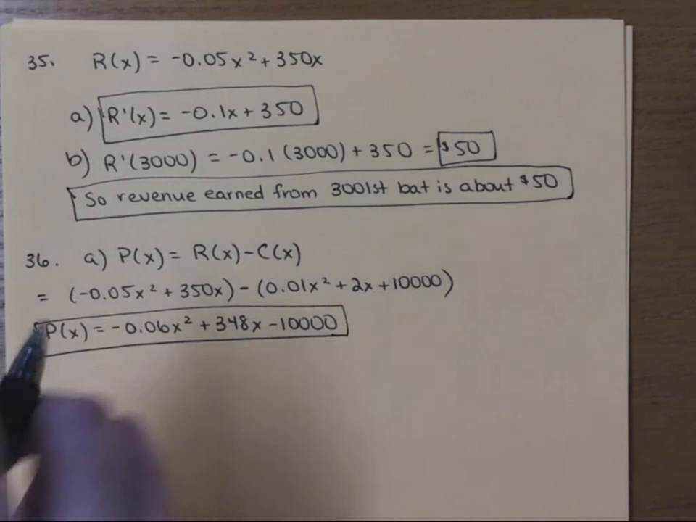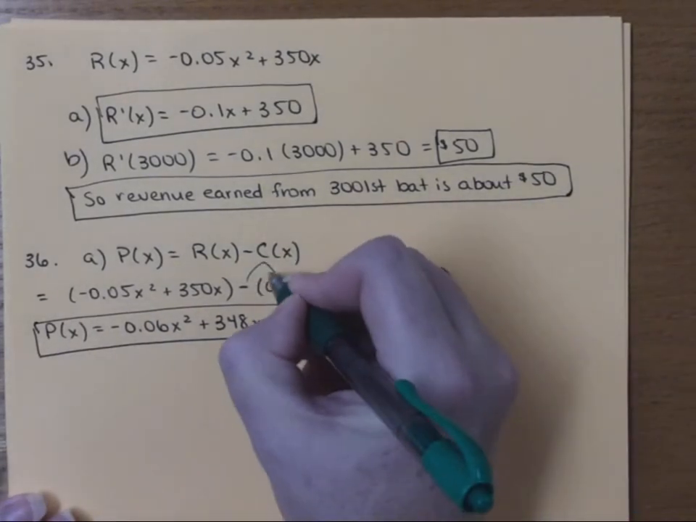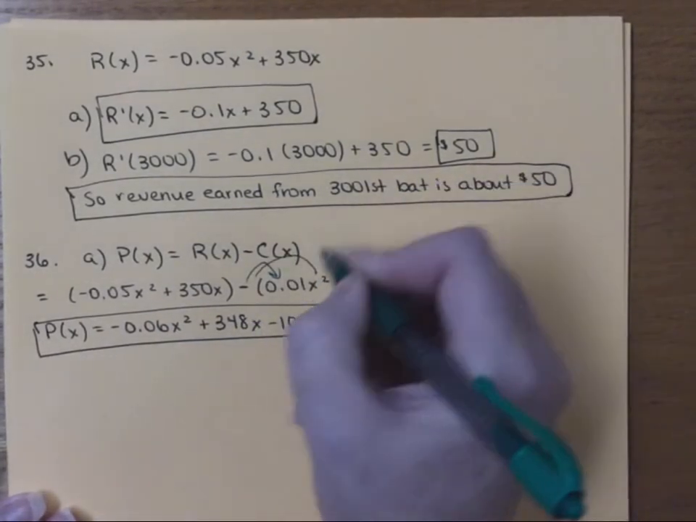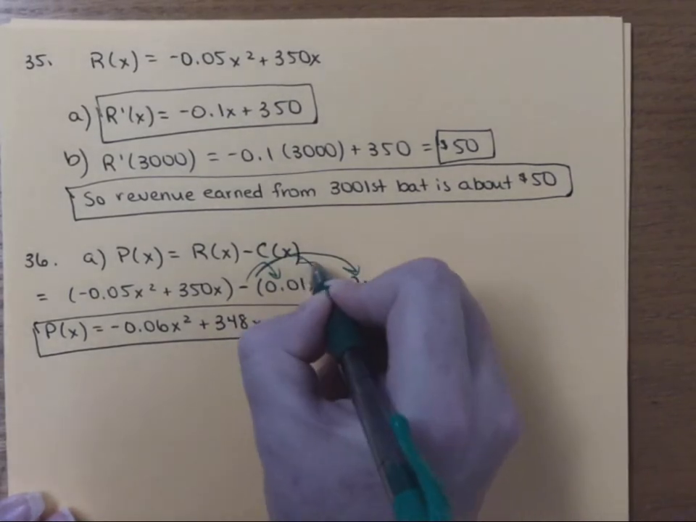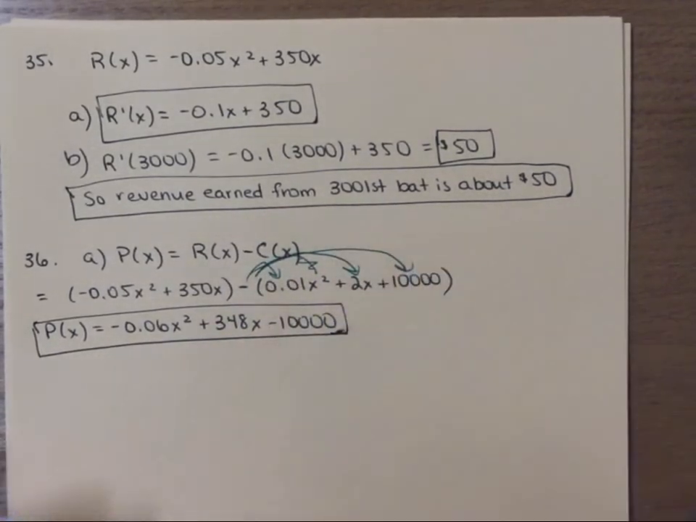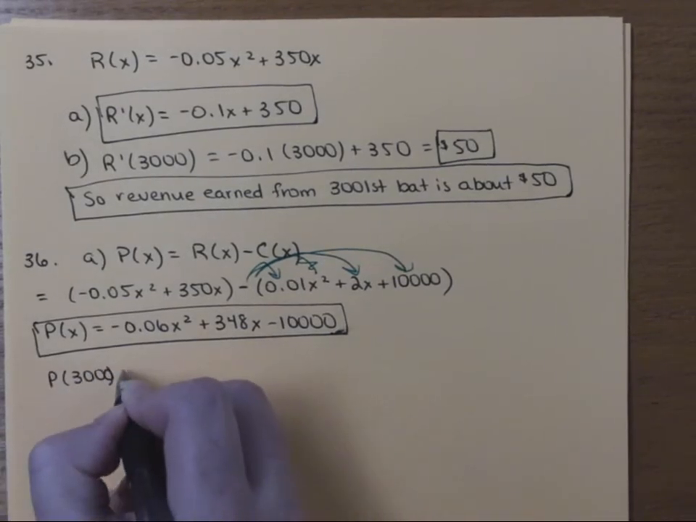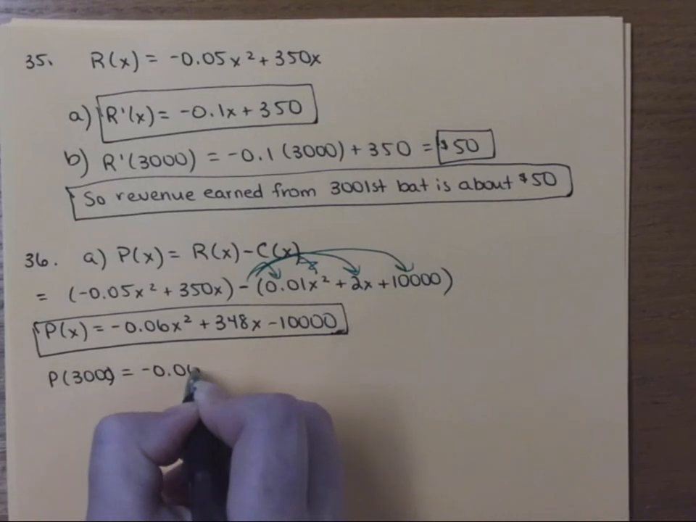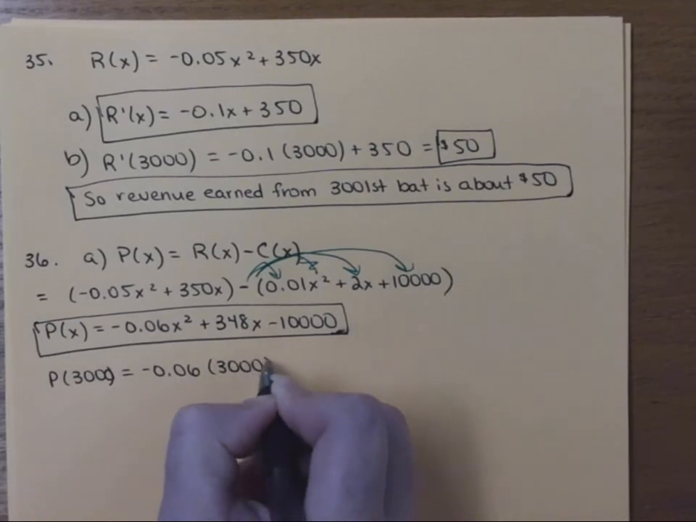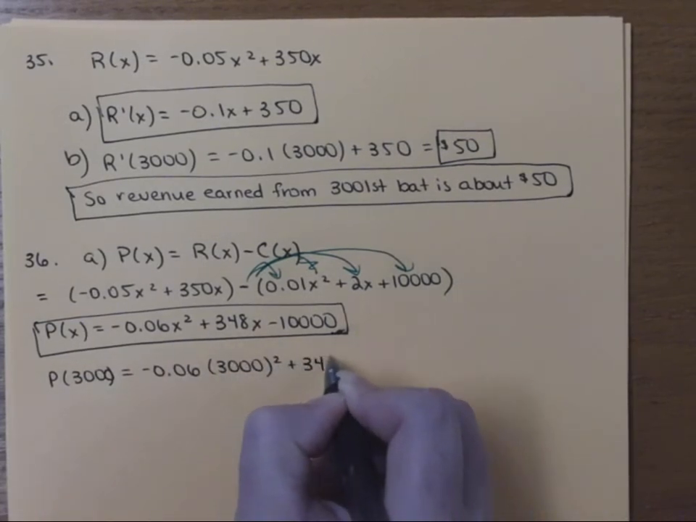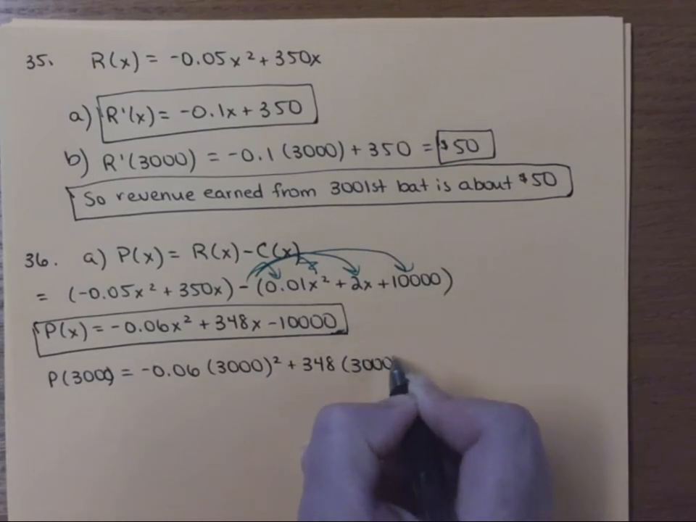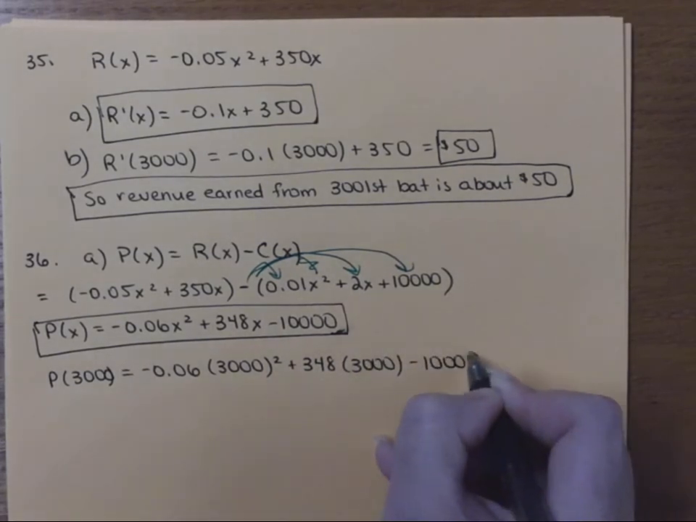Okay, so that's part of what I asked for. So just to make sure you remember, this minus sign, sorry about that, goes to everything. And then also in part A, I think I asked you to find the profit earned when 3,000 bats are sold. So it's negative 0.06 times 3,000 squared plus 348 times 3,000 minus 10,000.